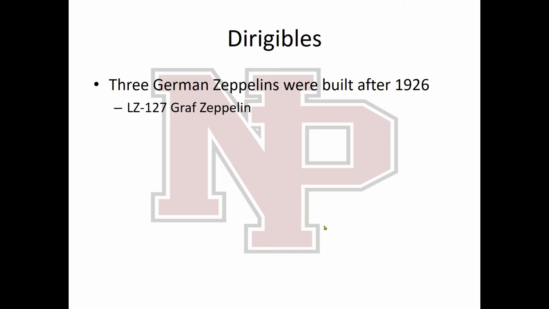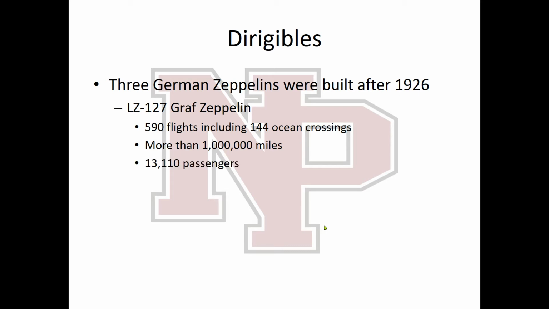Graf means huge, so this is a huge dirigible, huge Zeppelin. This particular Zeppelin had 590 flights, including 144 ocean crossings. So this one was a workhorse after World War One. This one did a lot of flying. This one alone had over 1,000,000 miles on it, and by itself carried just over 13,000 passengers. So this particular Zeppelin was the one that was basically bringing Germany back into commercial flight, and this allowed that to happen.